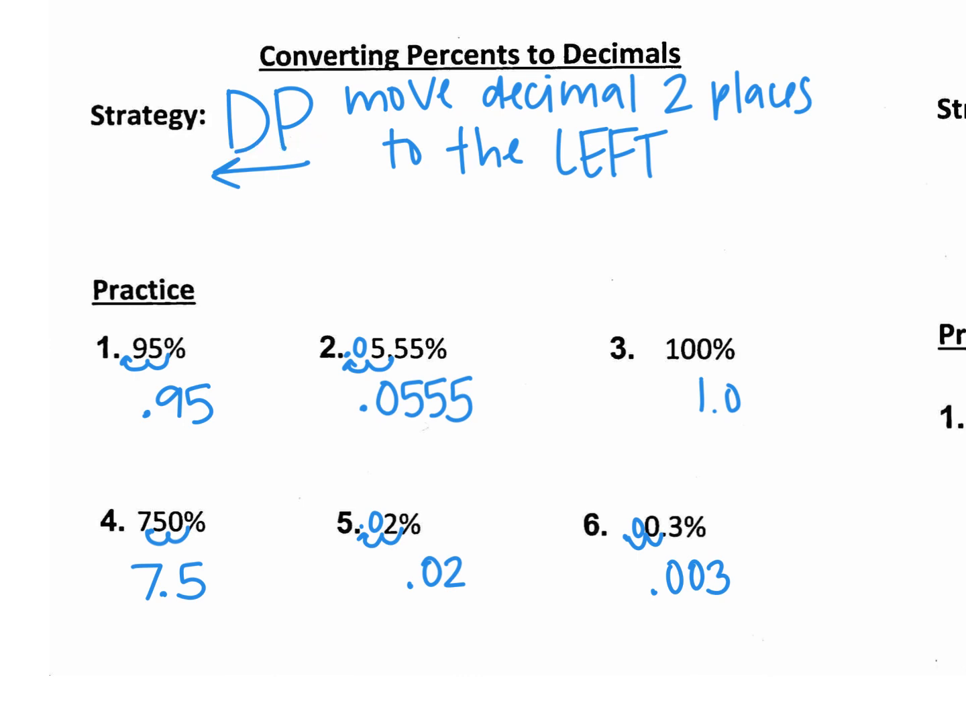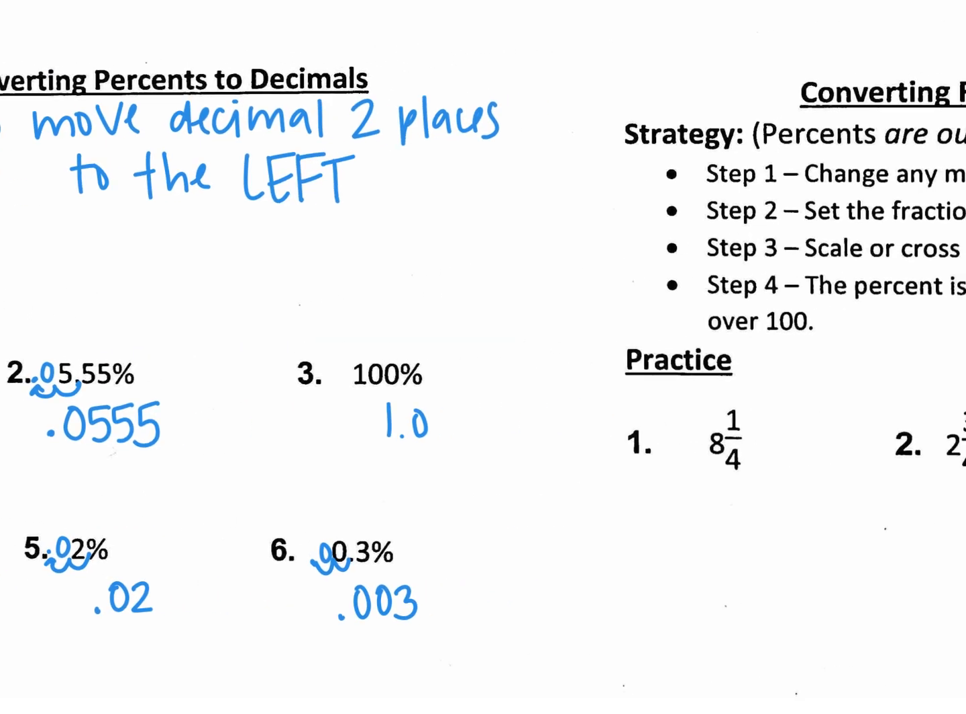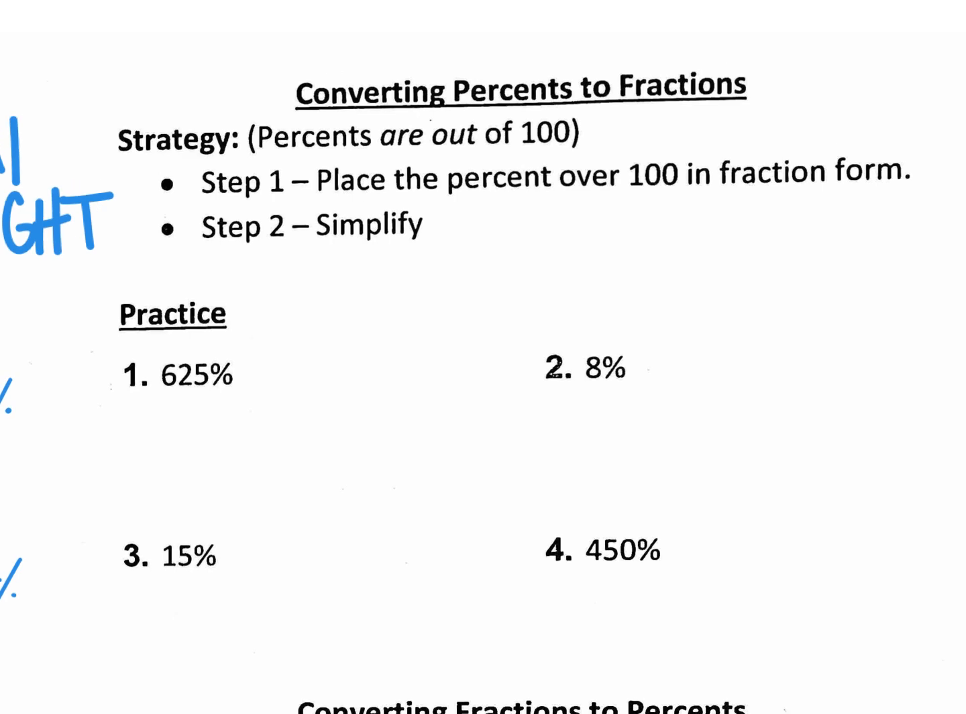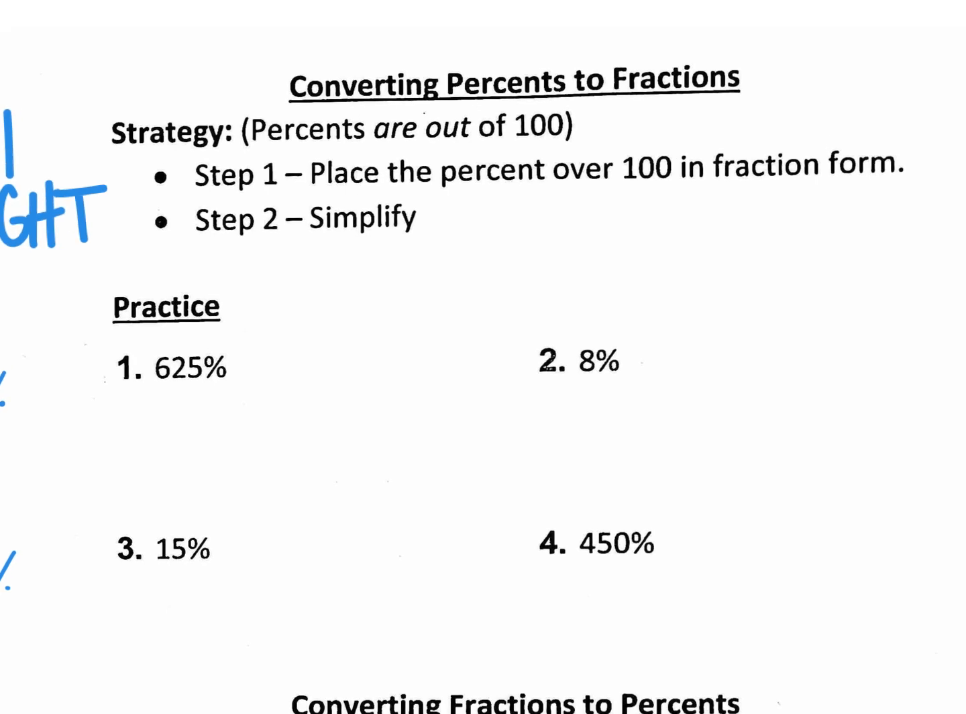Now percents to fractions. We are only doing one section over here. We are not doing converting fractions to percents. We are going to do the top part, converting percents to fractions. Because we know that percents are always out of 100. So the first thing I'm going to do is write the percent as a fraction over 100. So number 1 would just be 625 over 100.